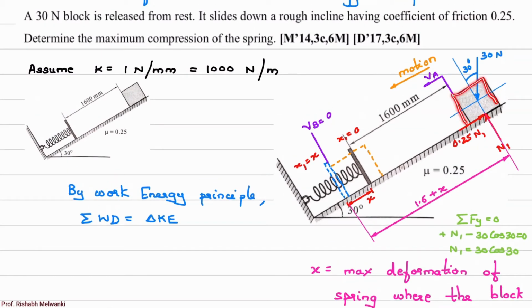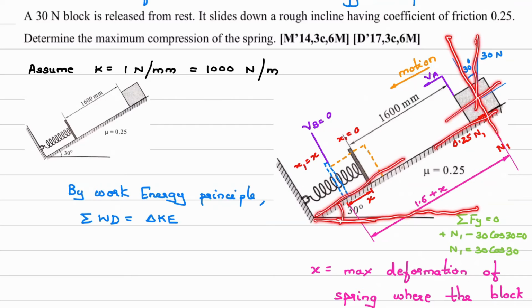Here we have a block on inclined plane. Reaction to this block is N1. Since block motion is downward, friction force is opposite to the direction of motion and its value will be mu into normal reaction, so 0.25 into N1. Now weight is acting in downward direction. If you draw parallel to incline and perpendicular to incline, the angle between incline and horizontal is 30 degree. Perpendicular to horizontal is this weight, and perpendicular to incline is this N1. So angle here is 30, here also angle will be 30.